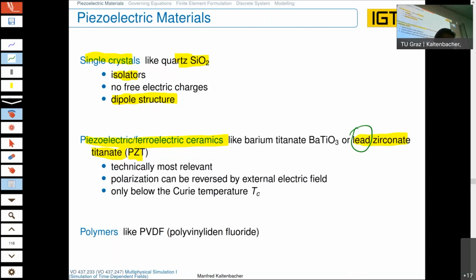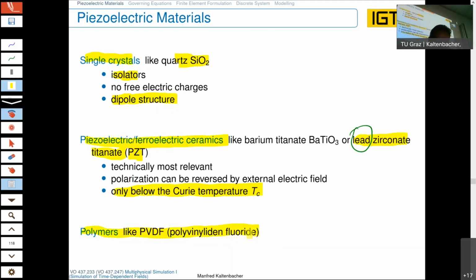An important thing is that it has to be below the Curie temperature. Above the Curie temperature, it is not possible to get the piezoelectric effect. That is very similar to permanent magnets. We also have to be below the Curie temperature to get a permanent magnetization, or in this case, a permanent electric polarization.